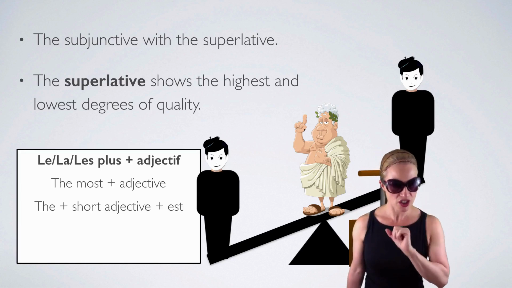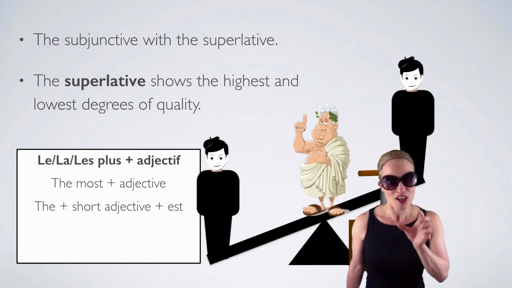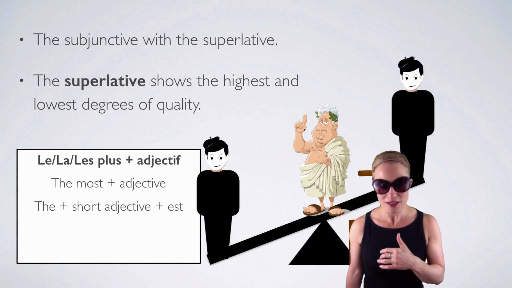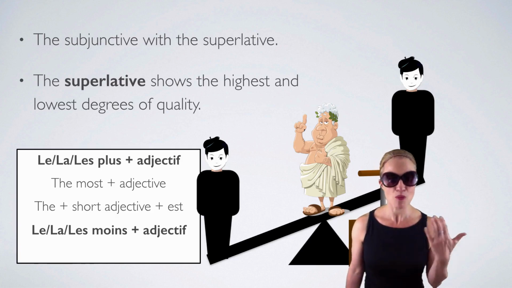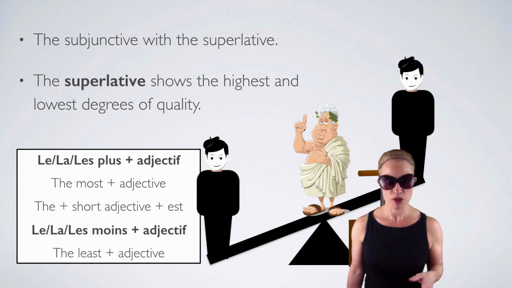If you have a short adjective, the, for example, shortest. If it's short, we add on est. We don't say the most shortest. Then for the least, in French, le moins plus your adjective, la moins plus your adjective, les moins plus your adjective. And in English, we just say the least plus the adjective.